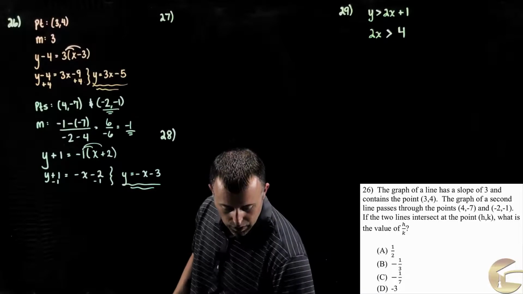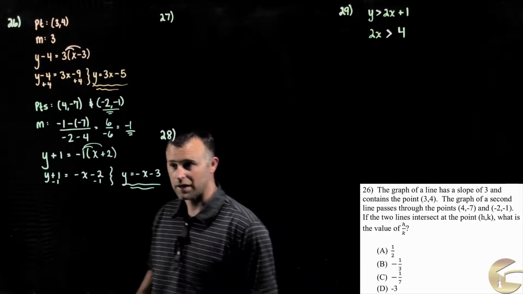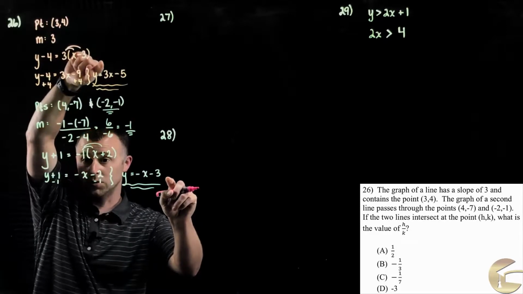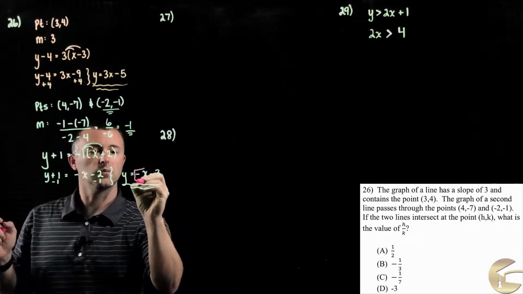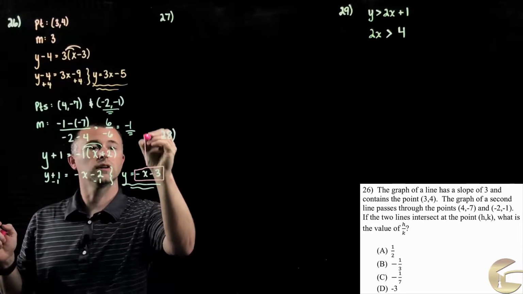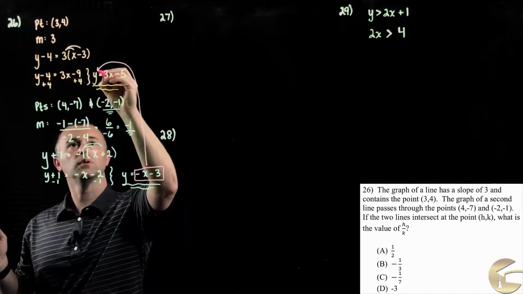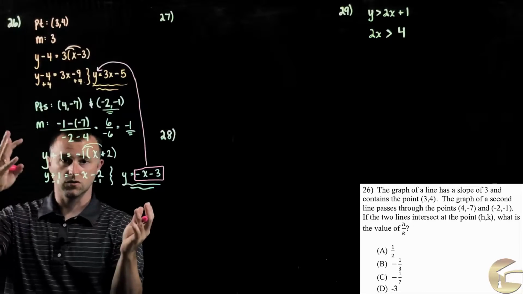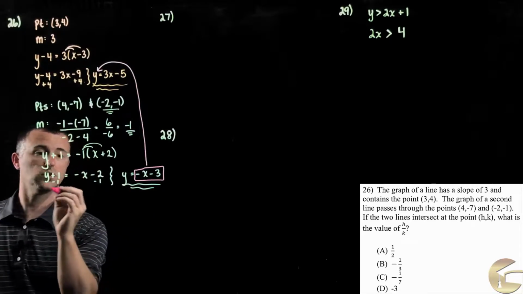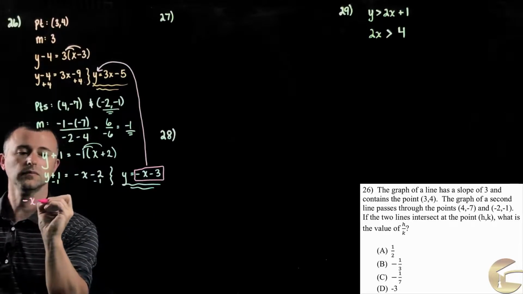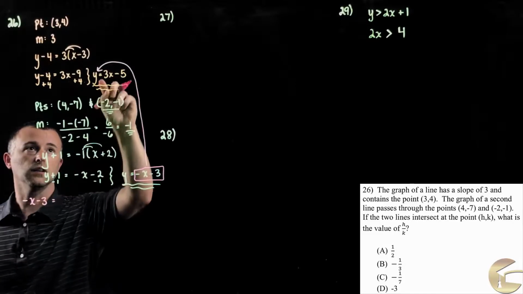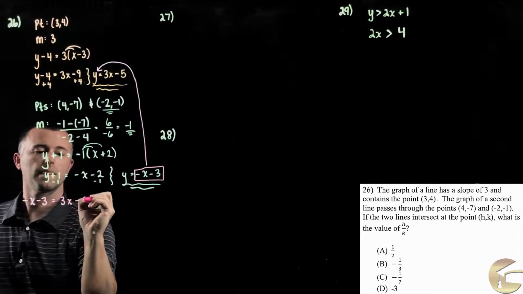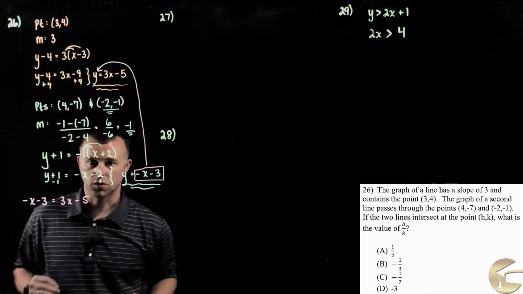So we're going to need to go ahead and do that. In order to solve this, these are my two equations. I'm going to use the substitution method because they're both solved for y, which means I'm going to take this and plug it in for y up here. So my system, when you use substitution, gives you one equation: negative x minus 3 equals 3x minus 5. That's the equation you need to solve.